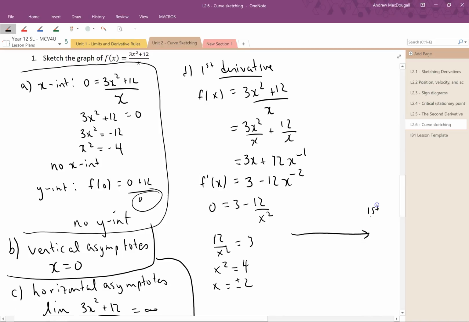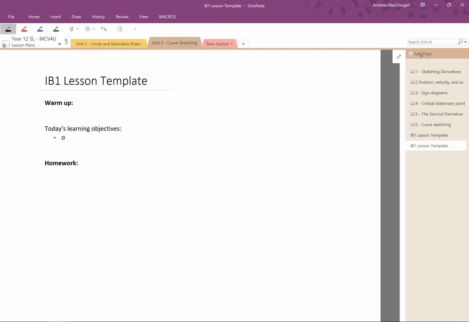This is our sign diagram for our first derivative, and remember, it is very important to check also what can occur as you go across an asymptote. Sometimes functions can switch from increasing to decreasing as you go across an asymptote.